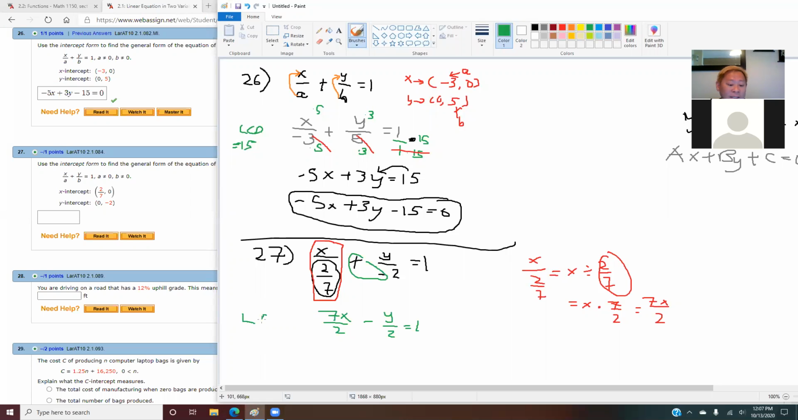And now back to the LCD, and this is very easy. The LCD in this case is 2. Since this already has 2, this already has 2, this is good, but this is over 1, so you will multiply this by 2 here. Now your denominator is all 2, so you can cancel your denominator out. What you're left with is 7x minus y equals 2, because 1 times 2 is 2, and then you move your 2 over. So your answer in this case is 7x minus y minus 2 equals 0. This is your final answer for question number 27.